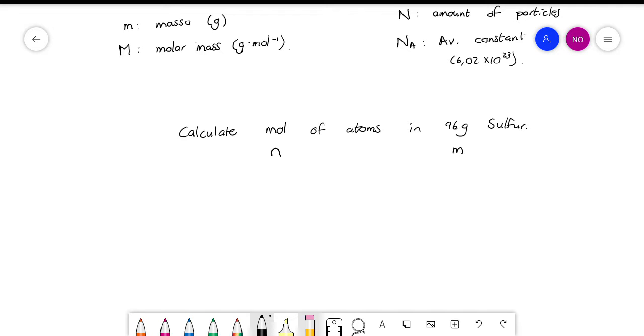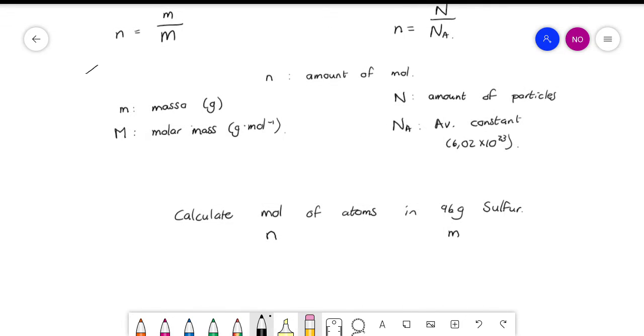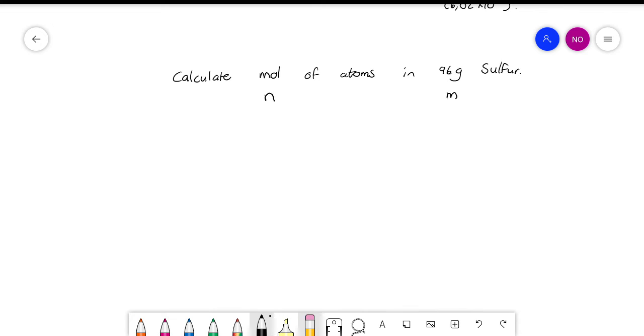Nee? Watter een van my twee vergelykings werk met massa? Sê nou saam. Daai ene. Nee? The other one works with amount of particles. Die een aan die linkerkant werk met massa. Okay. So that's the one I'm going to write down. I'm going to say, to do this one, I'm going to say N is equal to mass divided by molar mass. N is wat ons wil uitwerk. Massa is 96.